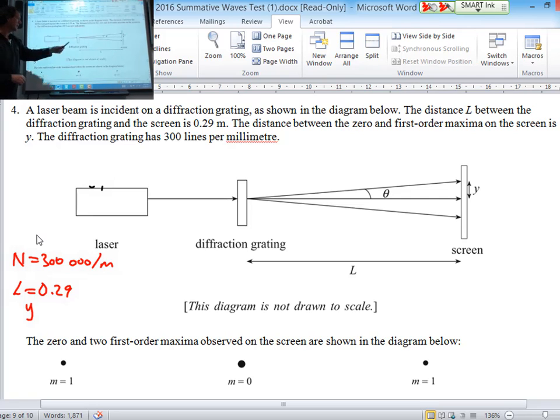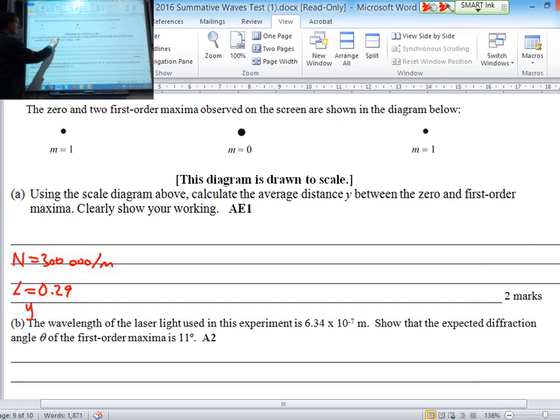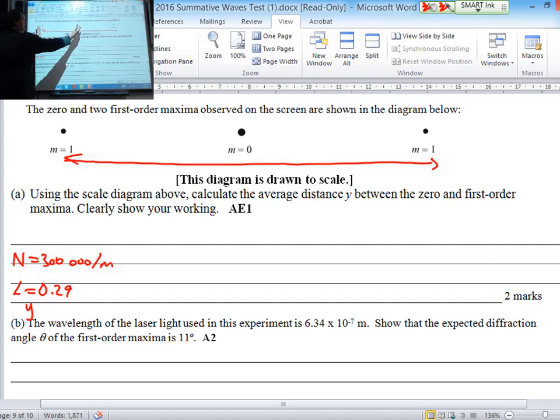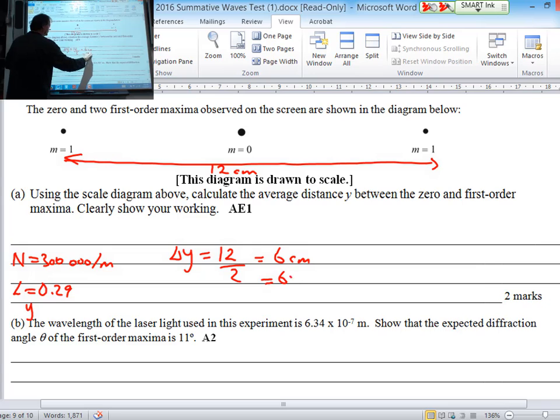And this one's not drawn to scale, so you can't use that one, but this one is drawn to scale if you check it out. That's actually the distance between these here. Using the scale diagram above this one, calculate the average distance y between the 0 and the first order maxima. So they said average to give you a clue here. They want you to measure from here across to there and then halve it to work out what the average distance is between the 0 and the first order maxima. So I think from memory that distance there is about 12 centimetres, I think it might be 12.1. So the delta y would be that 12 centimetres divided by 2. We want half of that. So you're going to look at 6 centimetres here, or about 6 by 10 to the minus 2 metres. Okay, you just have to check that with a ruler.